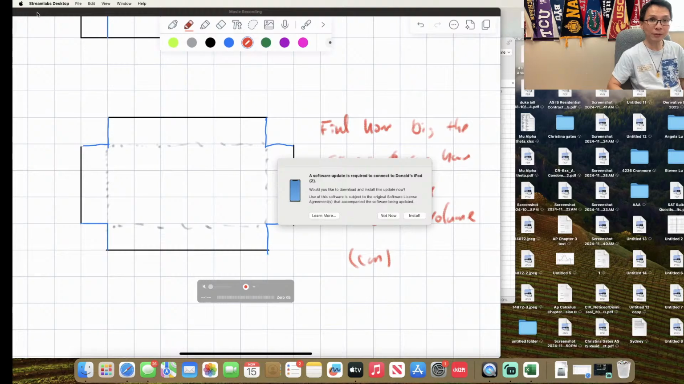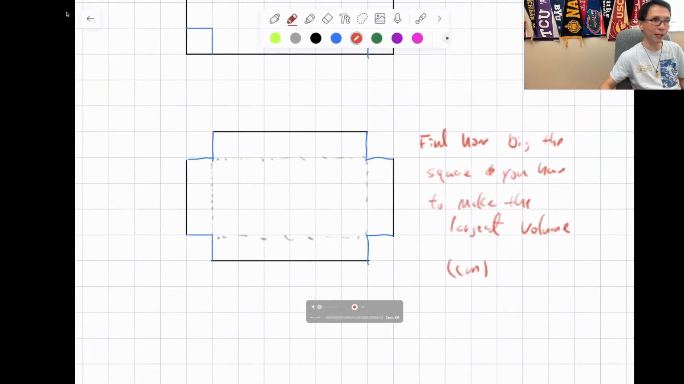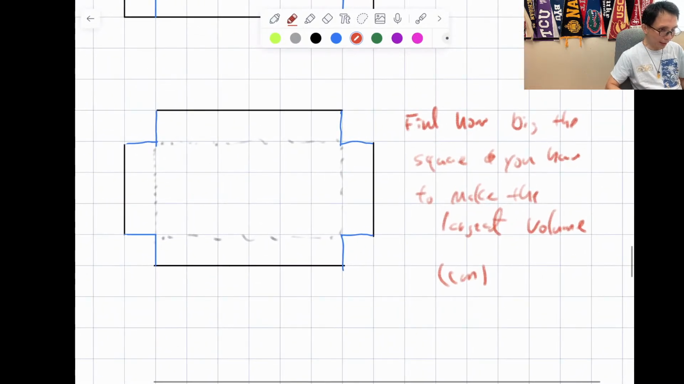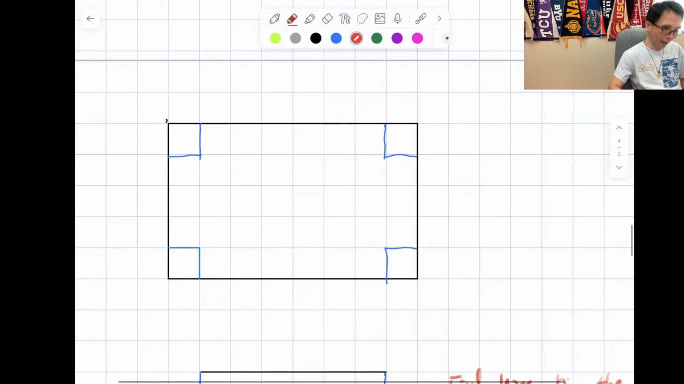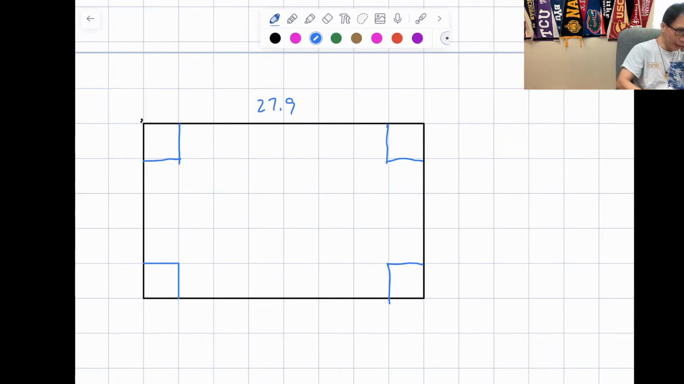All right, so let's talk about this question. I'm also recording for other people who are absent. I think there are a few absences today. But basically, we start with this paper. What's the length of this paper originally? 27.9. Okay, what's the other side? 21.7. So let's restate the problem.